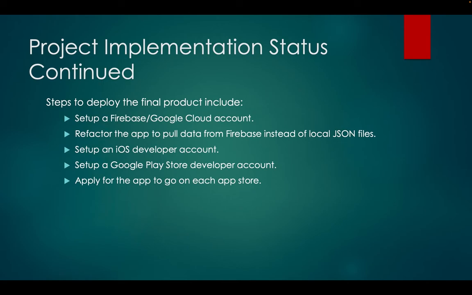And then I would also want to set up a Firebase database for the story examples. So right now I just have one story example that's in a JSON file within the app, but instead I could just fetch many different examples and let the player choose what they want to do. And then to actually deploy the app, I would need to set up an iOS developer account, and if I'm doing Android as well, set up a Google Play Store developer account, and then apply for the app to go on each app store.